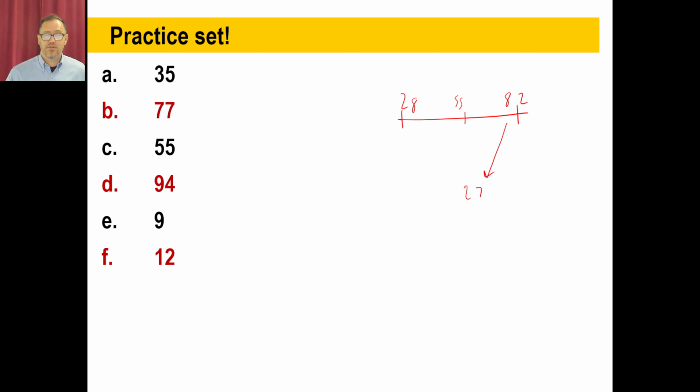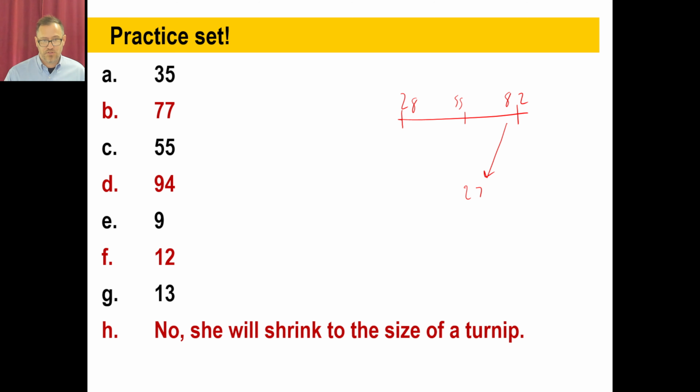The answer to H is... No, wait, G, we had that. 13, my bad. Okay. The least was 13. Okay, sorry if I messed that up. Let's try H. All right, H says, based on the info in the graph, would you predict that Margie will grow to be 68 inches tall? And the definitive answer is no. She will shrink to the size of a turnip. A small turnip. She'll be a very small turnip.